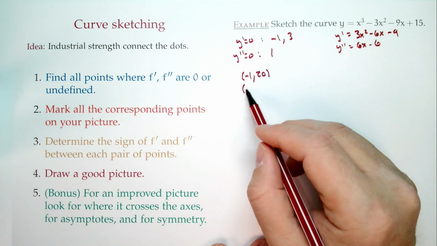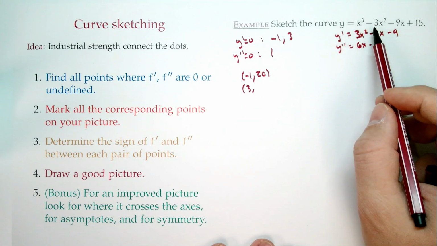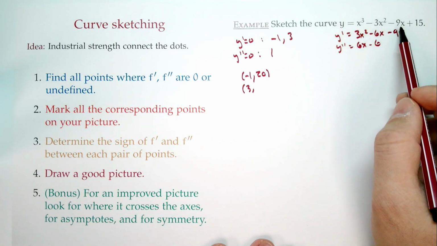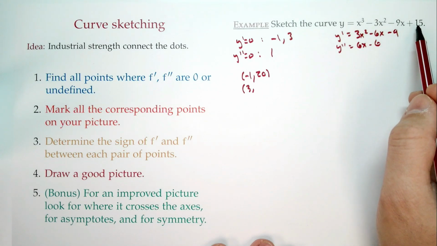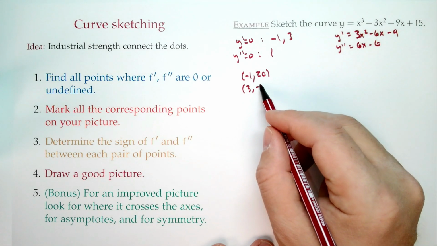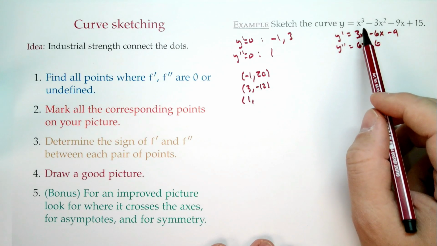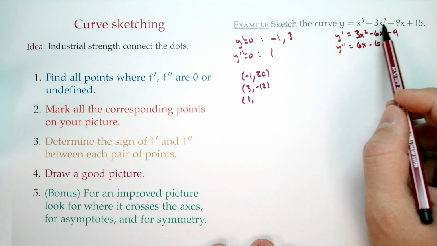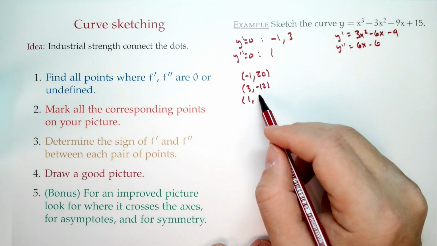If we plug in positive 3, we'll get 27, subtract 27, that's good. Minus 27, lots of 27s here, plus 15. So negative 27 plus 15 should give us negative 12. And if we plug in 1, well, that's adding up the coefficients. 1, minus 3, that's minus 2. Minus 9, that's minus 11. Plus 15 should be 4.